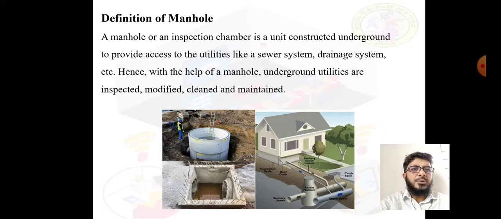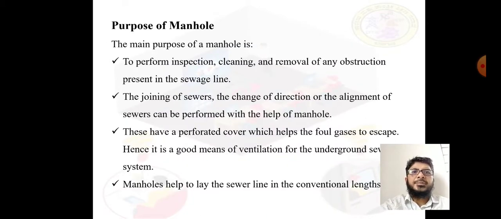Now from the below sketches we can identify the function of the manholes. So it is an underground structure. You can see how the drainage pipes are connected to the manholes and how the manholes are constructed from the sketch shown on screen. Next, purpose of manhole.